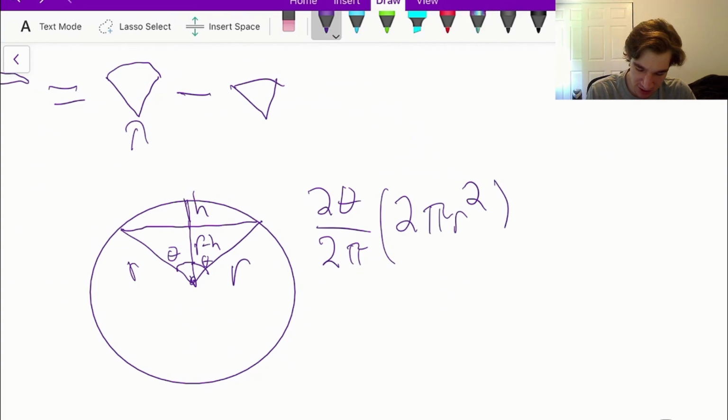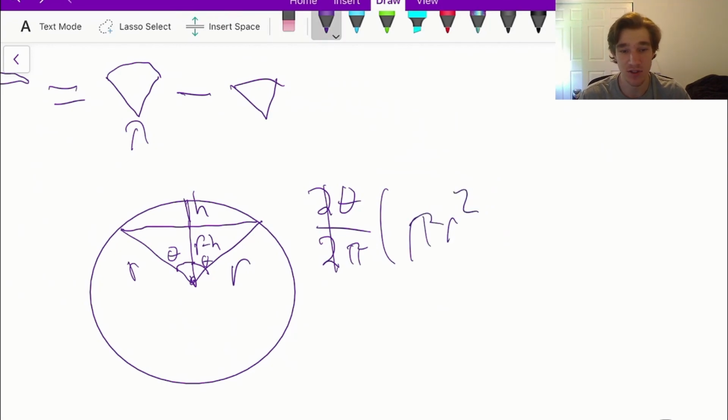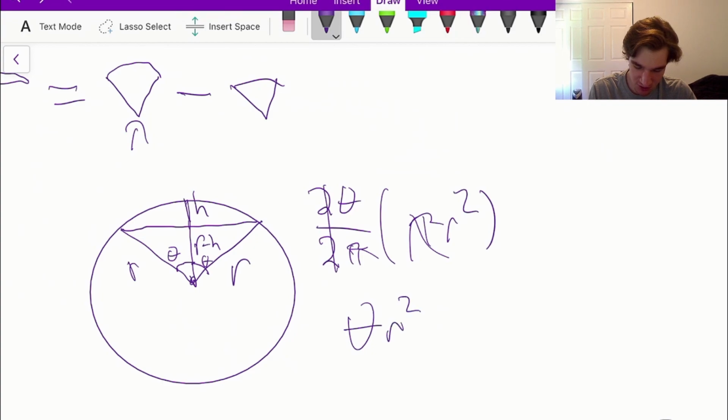Alrighty, and once we do that, we get these two cross out. Alright, it's pi r squared, I apologize. Pi r squared, which is the area of the circle. So once we get that, we know that pi's cancel out. We get theta r squared is equal to that area right there.